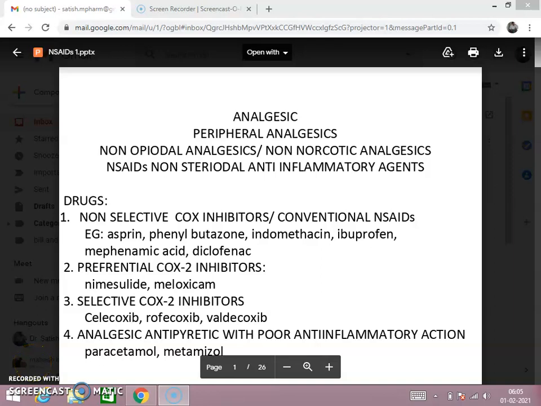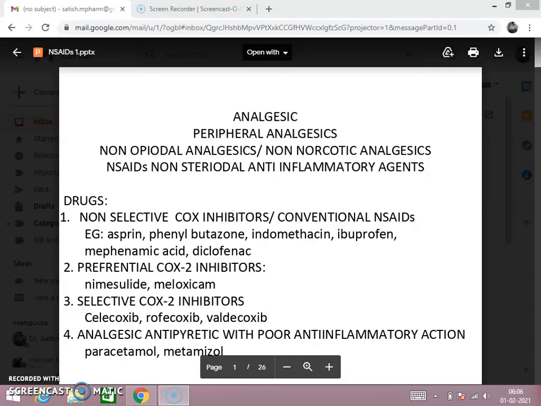Good afternoon, students. Today in this video, let us see about peripherally acting analgesics. In the previous video, we had seen about central acting analgesics. Here, let us see the information about peripherally acting analgesics. These peripherally acting analgesics are also called non-opioidal analgesics or non-narcotic analgesics.